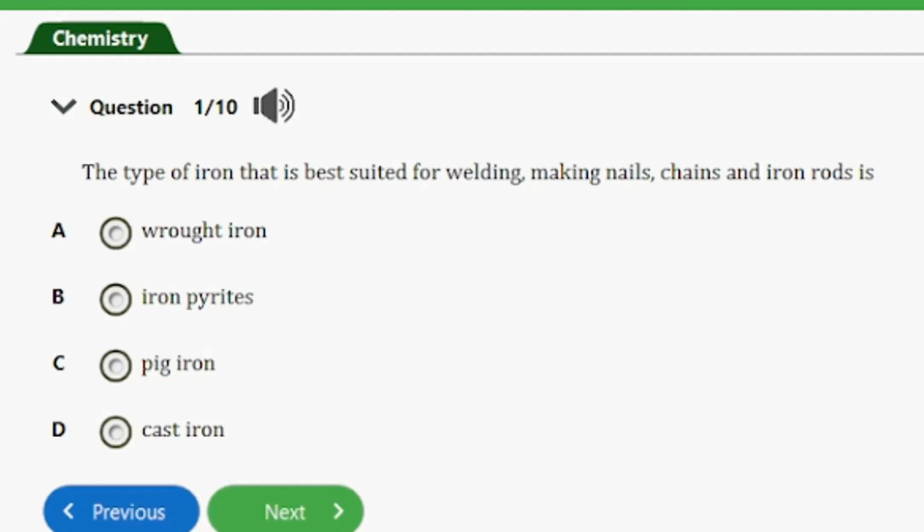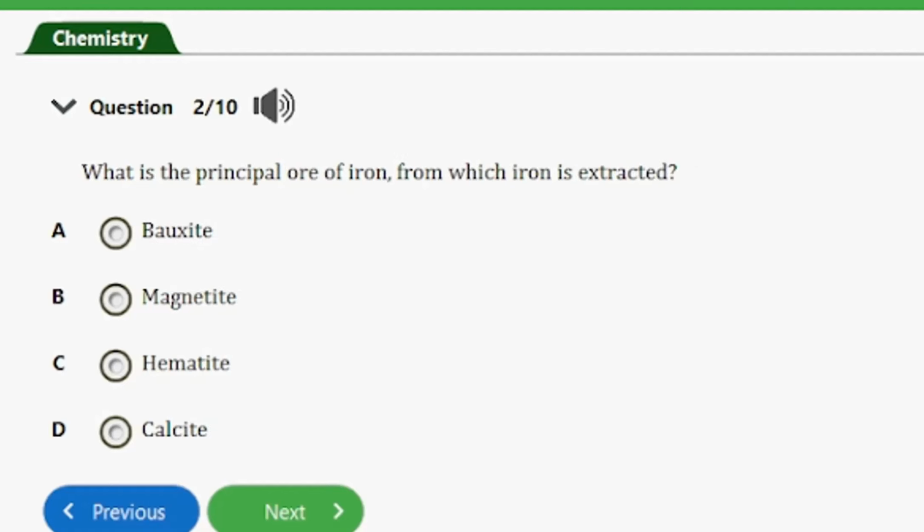It says, the type of iron that is best suited for welding, making nails, chains, and iron rods is A. Wrought iron, B. Iron pyrites, C. Pig iron, and D. Cast iron. So guys, the answer to this question is option A, and that's the wrought iron. Wrought iron is an iron alloy with a very low carbon, less than 0.08%, and that's the iron that is most suitable for welding, making nails, chains, and iron rods. So let's look at the next question.